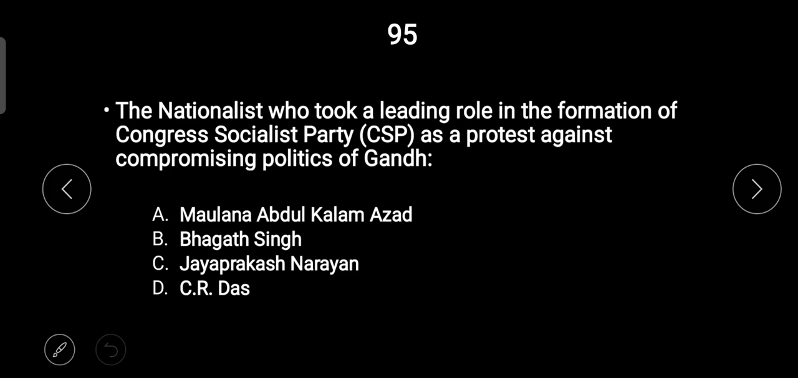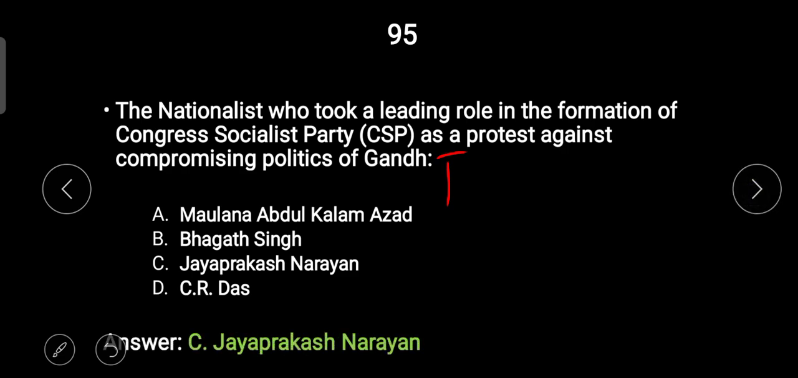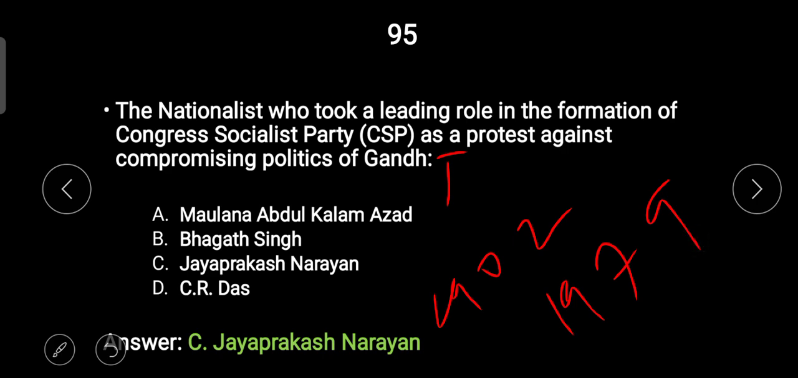The nationalist who took a leading role in the formation of Congress Socialist Party or CSP as a protest against compromising politics of Gandhi. Okay. Maulana Abdul Kalam Azad, Bhagat Singh, Jayaprakash Narayan, C.R. Das. Answer is Jayaprakash Narayan. And he is sometimes called Lok Nayak. Okay, he was born in 1902 and died in 1979. And he is sometimes known as the hero of Quit India movement.